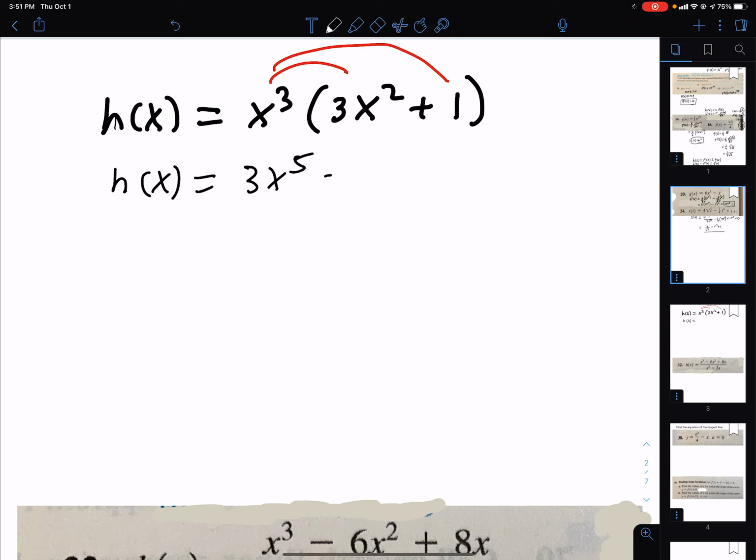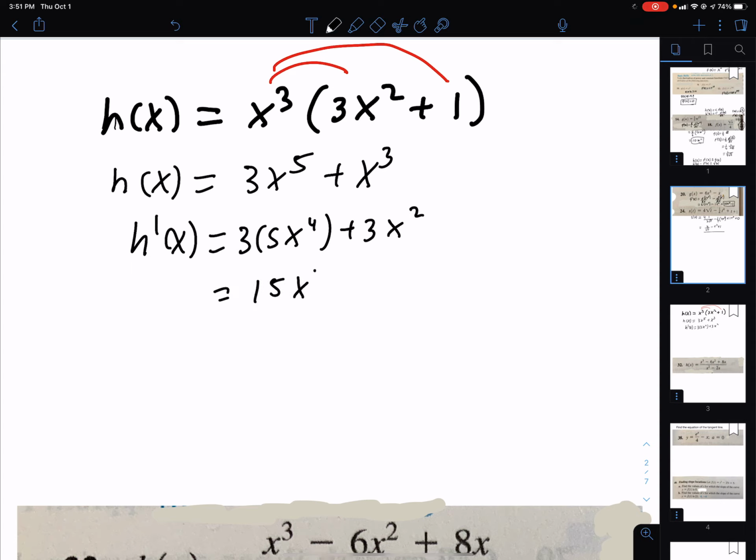3x to the fifth plus x cubed. Now you can take the derivative. You bring the 5 in front, decrease the 5 to a 4. You bring the 3 in the front and decrease the 3 to a 2, which can be simplified to 15x to the fourth plus 3x squared. That's the derivative of h of x.